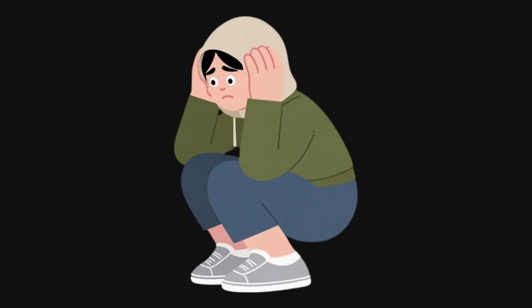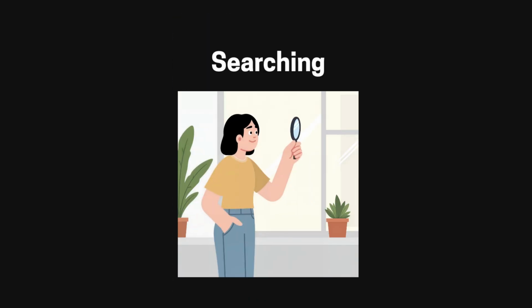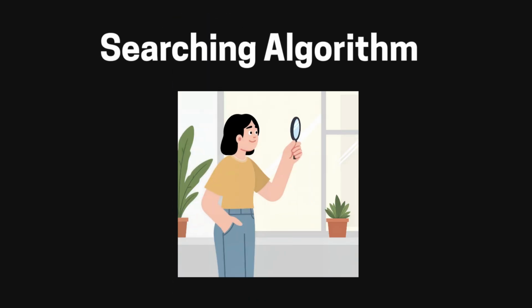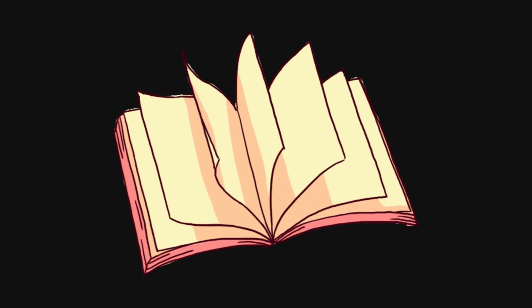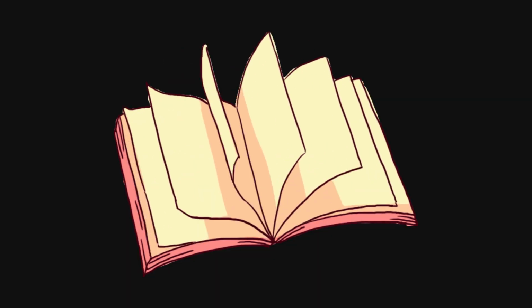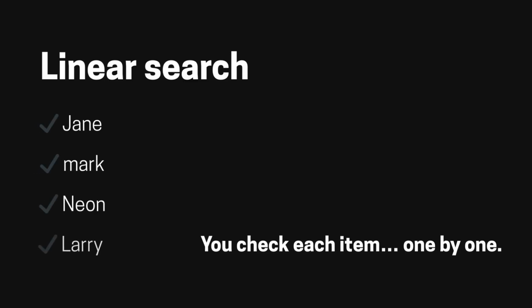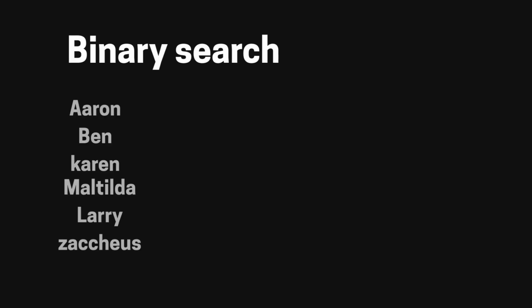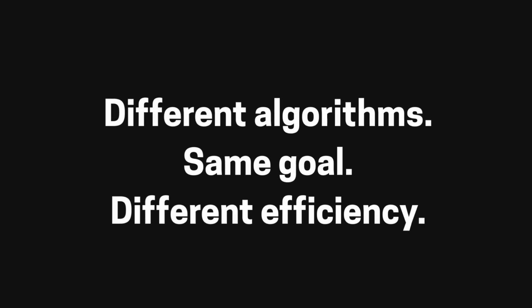Now let's look at the kinds of problems algorithms solve. One major category is searching. Searching algorithms help us find specific data inside a collection. Imagine you have a list of 1,000 names and you need to find one name. One simple method is linear search. You check each item one by one. If the list is sorted, you can use binary search, which is much faster. Different algorithms, same goal, different efficiency.